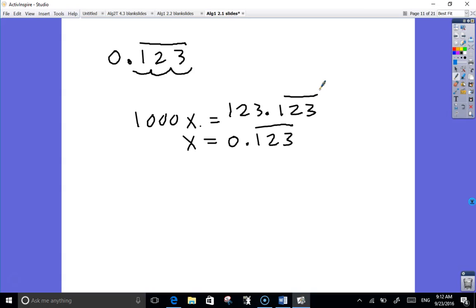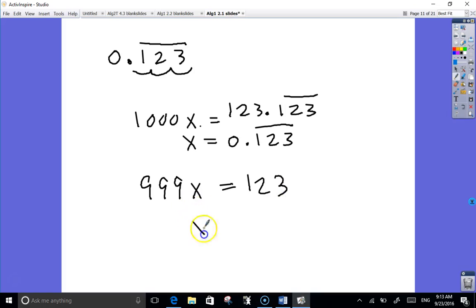Now subtract. What would you think is 1,000x minus 1x? 999x, right? Okay, what do you think happens when you subtract 123.123 repeating minus 0.123 repeating? Not 0, but these cancel. If I subtract, these cancel. All that's going to be left is 123, right? When I subtract, the 0.123's cancel, and all I'm left with is a whole number, 123.